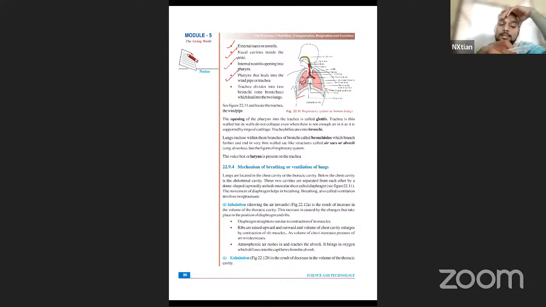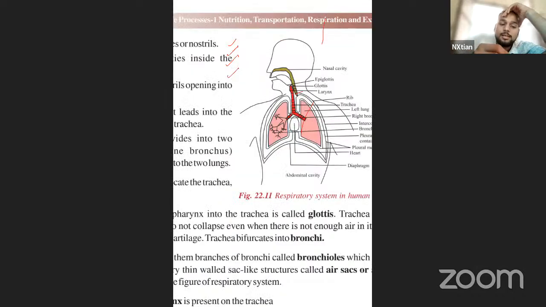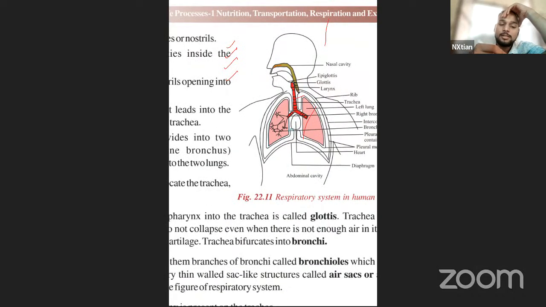Pharynx, like you can see in this diagram. Can you see this diagram, guys? Okay, this is the nasal cavity through which the air goes inside. Then it goes into this. This part is called the pharynx, and this part is called the larynx.